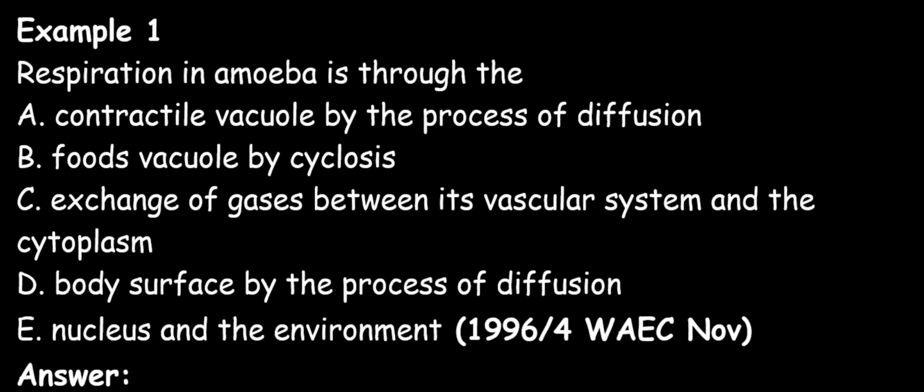First example we'll take says: respiration in amoeba is through the A. Contractile vacuole by the process of diffusion. B. Food vacuole by cyclosis. C. Exchange of gases between its vascular system and cytoplasm. D. Body surface by the process of diffusion. E. Nucleus and the environment.